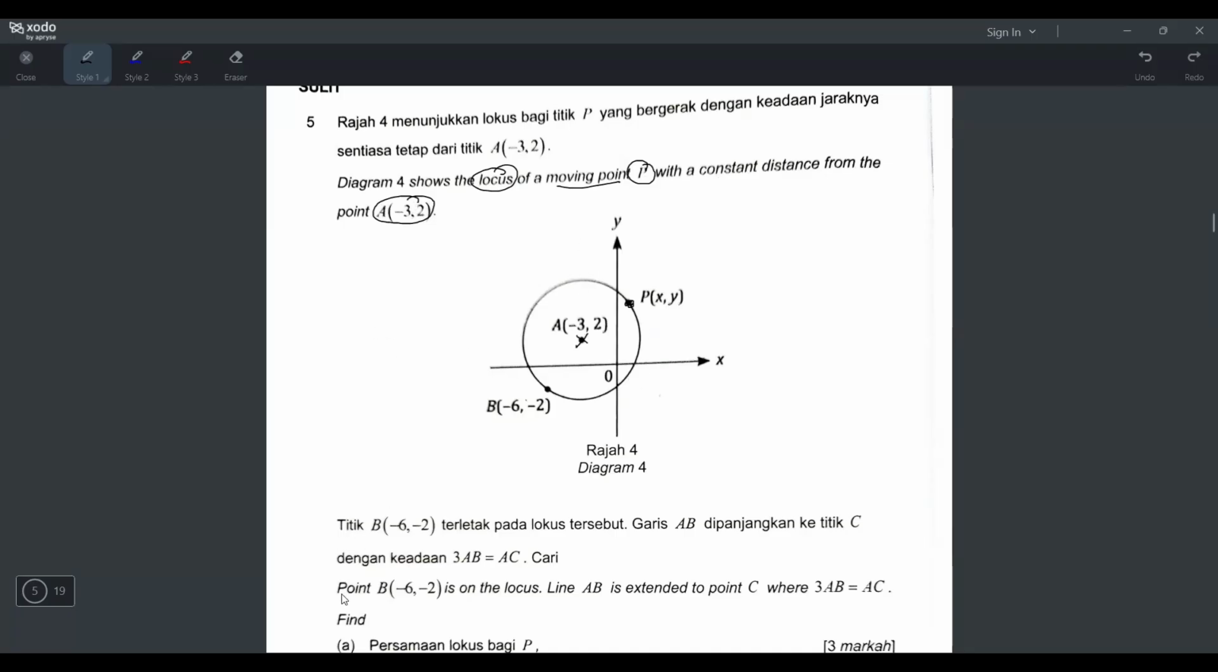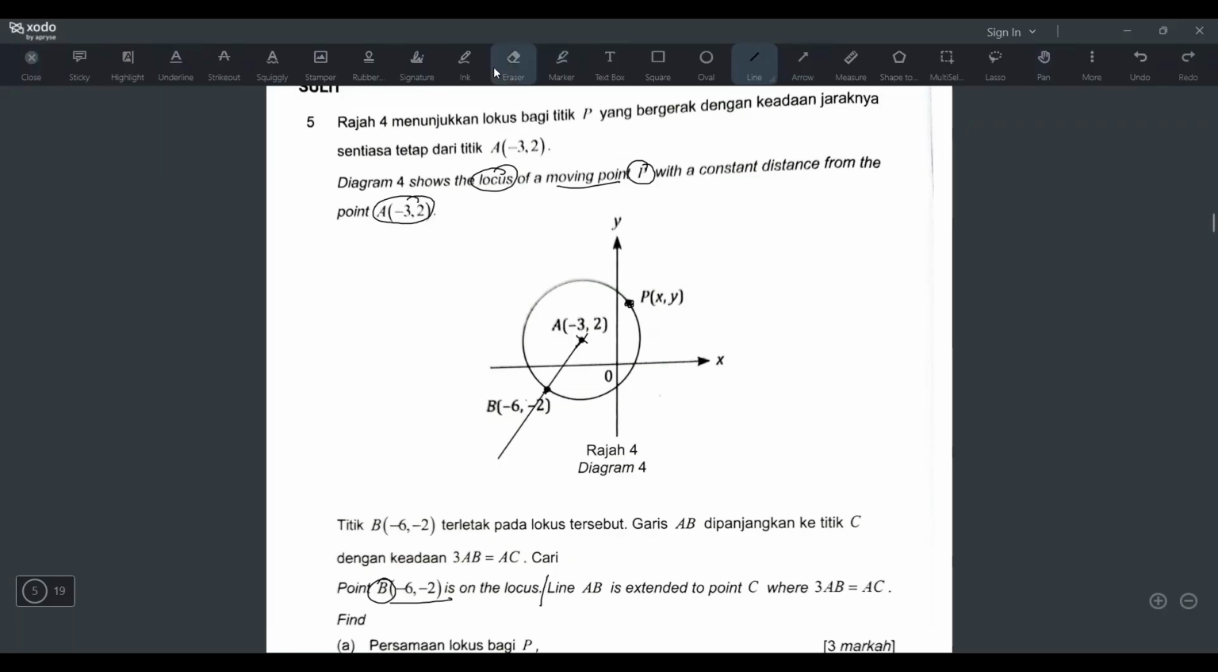All right, so now they say another point, point B, negative 6, negative 2, is on the locus. It means point B is also another point on the circumference of the circle, right? And then they say line AB is extended to point C. So I will draw a line extended to point C. So later my point C will be somewhere here. We don't know the coordinate, but they give us the ratio here, 3AB equals AC.